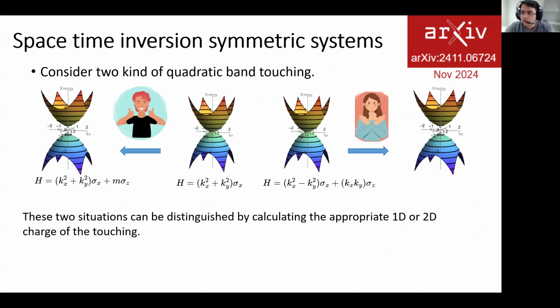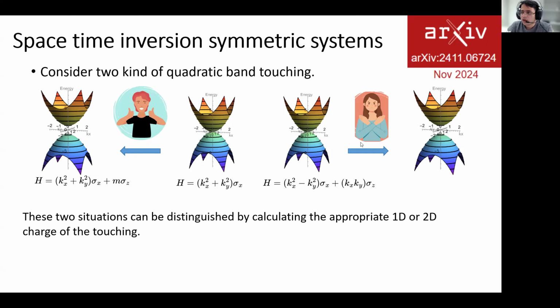But the situation becomes a little more difficult if we assume quadratic band touching. In that case, we may have two situations. The first is that you can easily gap out the quadratic band touching. For example, we can write the Hamiltonian as k squared sigma x, and using m sigma z we can easily gap out this energy spectrum.